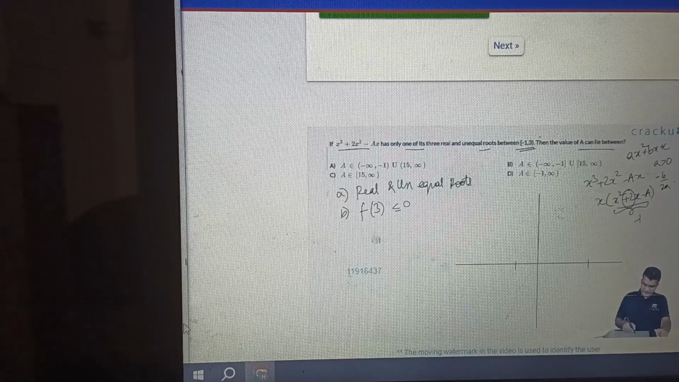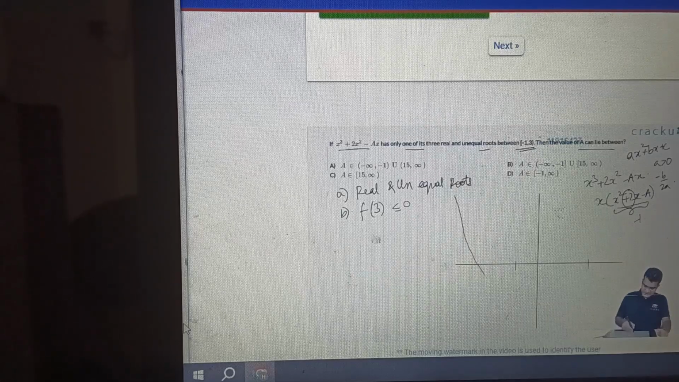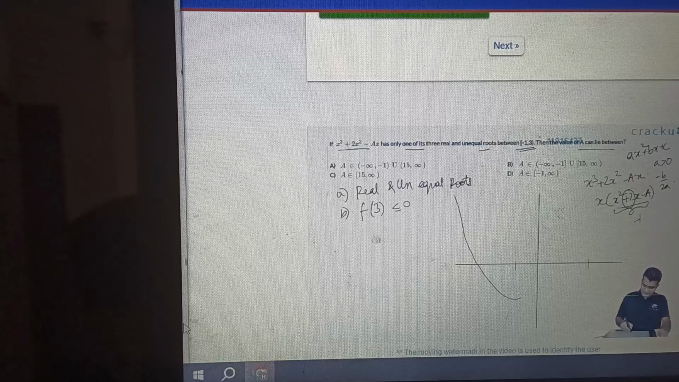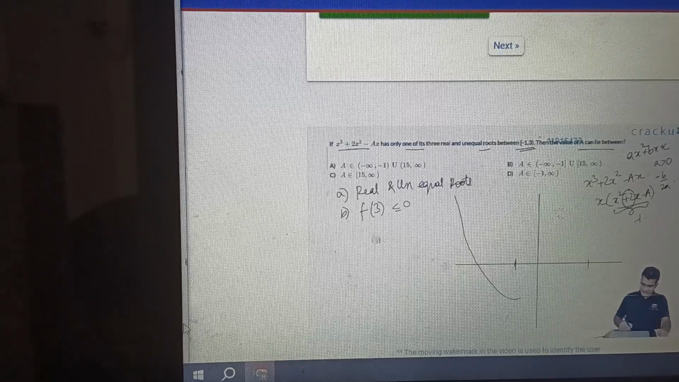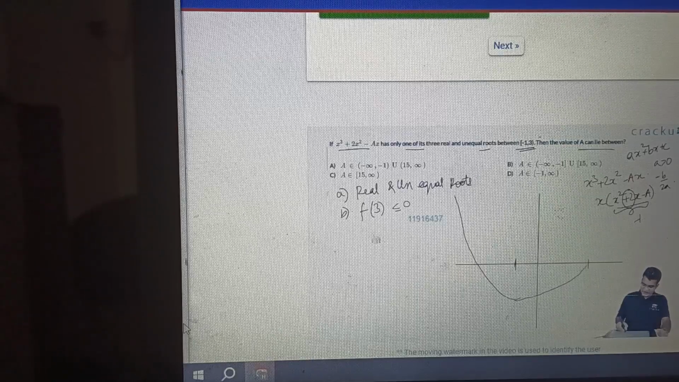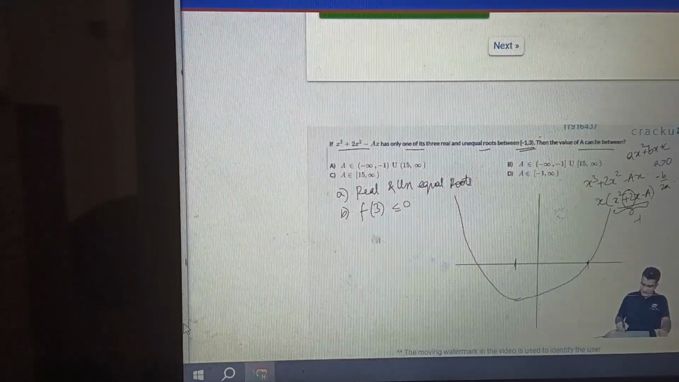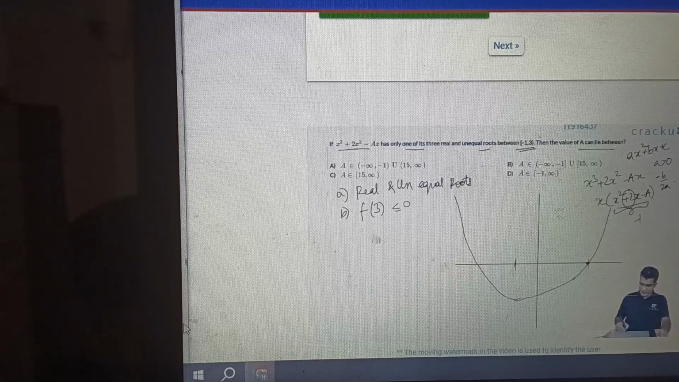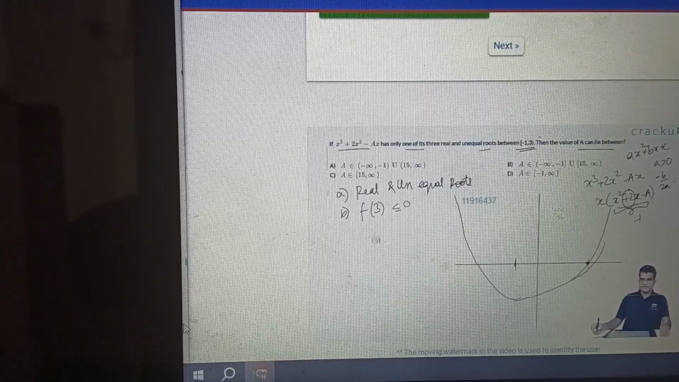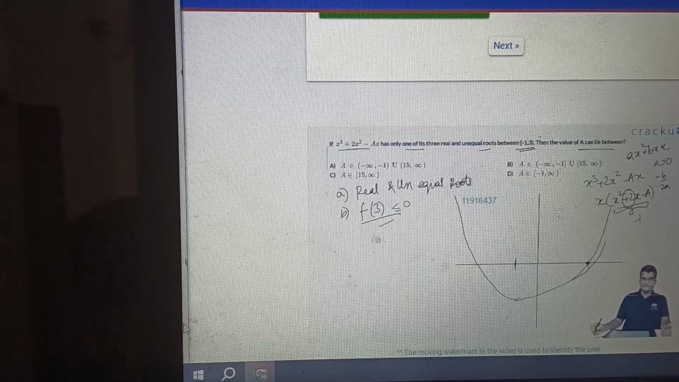So the quadratic equation is definitely of the form like this, where it will reach its minimum over here, and then it is again going to rise up. But we want it to rise up only after 3. So the value of the function at 3 should be either 0 or less than 0. That is the second thing we are going to check, that f of 3 should be less than or equal to 0.